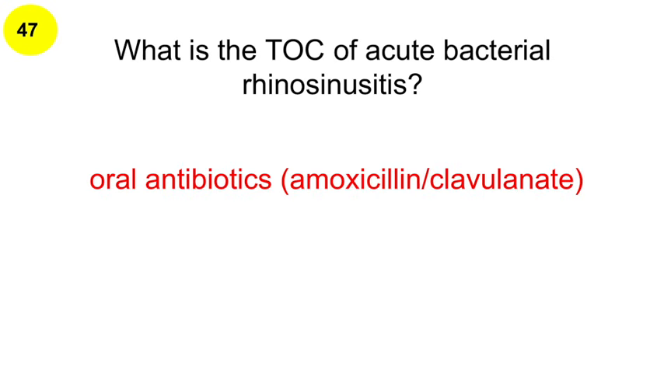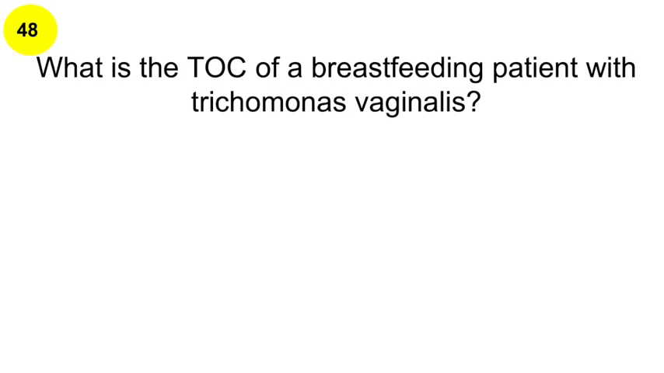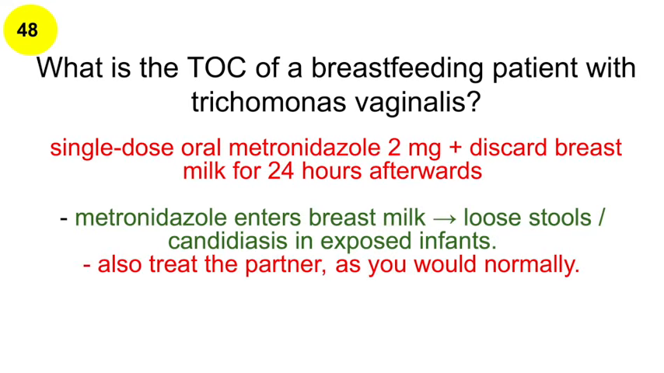What is the treatment of choice for a breastfeeding patient with Trichomonas vaginalis? A single dose of oral metronidazole, 2 grams, and then you want to discard the breast milk for 24 hours after you give the patient this medication. So metronidazole can enter breast milk, causing loose stools and candidiasis in exposed infants. Also, it's high yield that, just like for any other Trichomonas vaginalis infection, whether pregnant or not, you always want to treat the partner.